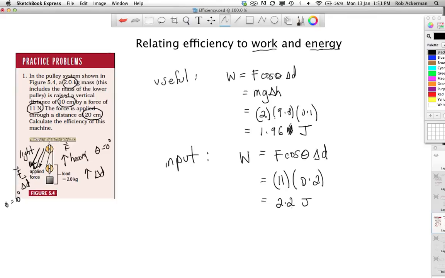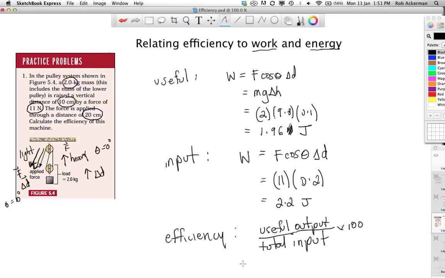So if I had to input 2.2 joules of work to get out a useful output of 1.96, what is my efficiency? Well, it's going to be the useful output divided by the total input, and then we're going to have to multiply by 100. And that's going to get me 1.96 joules divided by 2.2. You can see these are in the same units, so those are going to cancel. Then I'm going to multiply by 100. Joules cancels. What do I get when I do 1.96 divided by 2.2? I get 0.89, multiply by 100, get 89%.